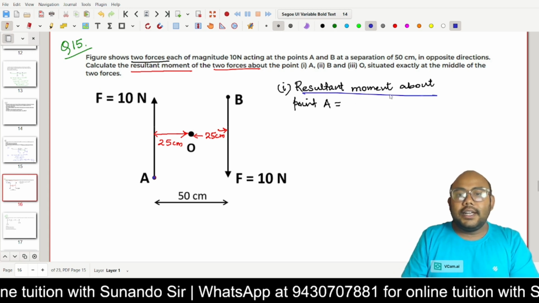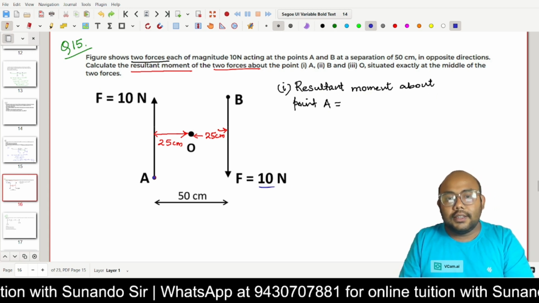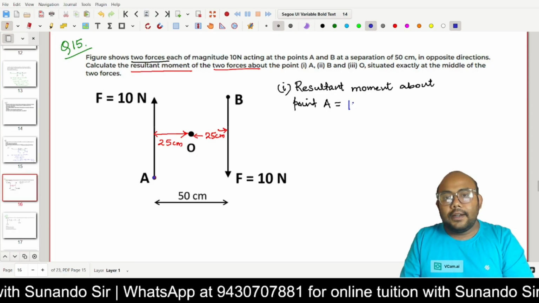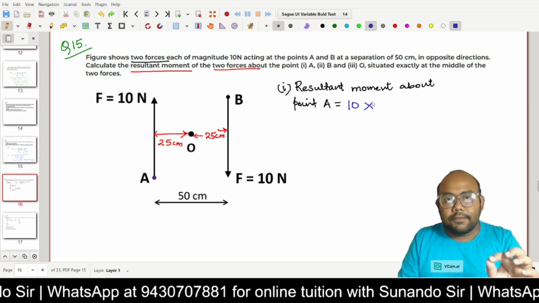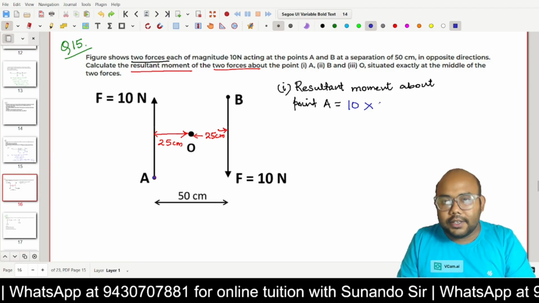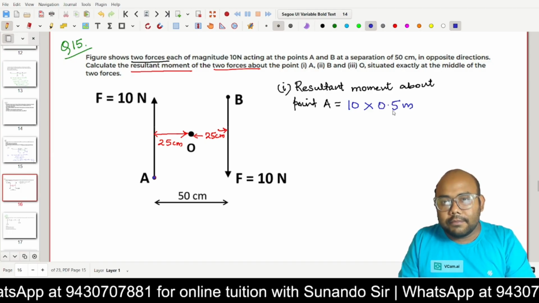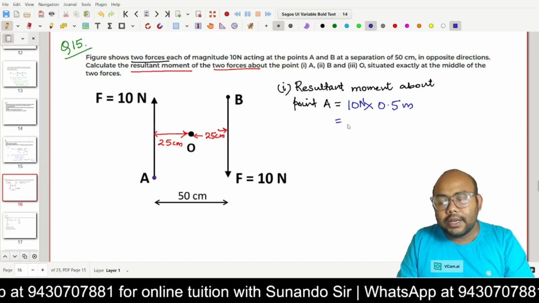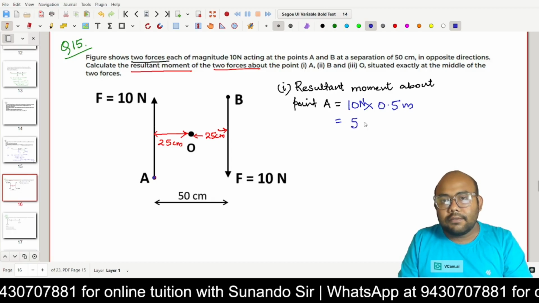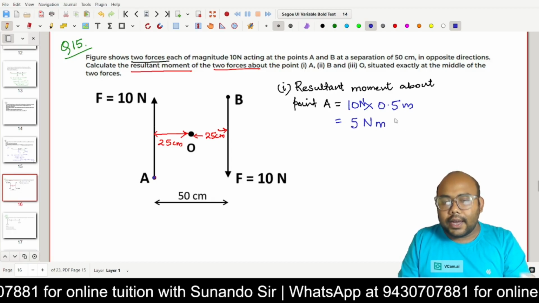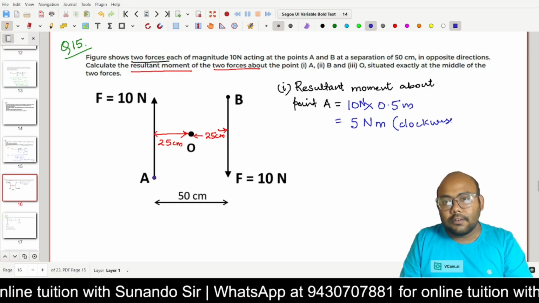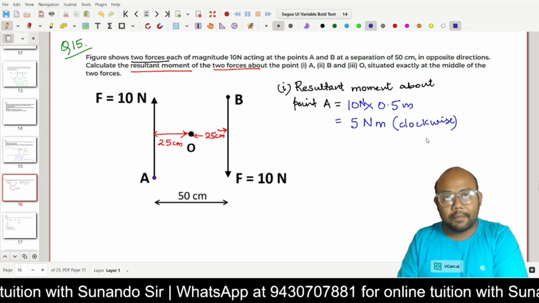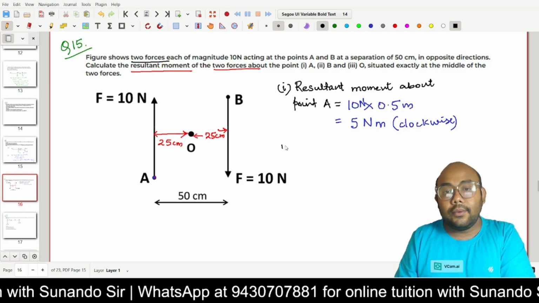So the resultant moment about point A is because of only this 10 Newton, which is 10 Newton multiplied with the distance of separation, that is 50 centimeter, and we will convert it into meter. So 0.5 meter. So 10 Newton multiplied with 0.5 meter is 5 Newton meter, and we will write the direction as well, that is clockwise. Writing the direction is super important because moment is a vector quantity.